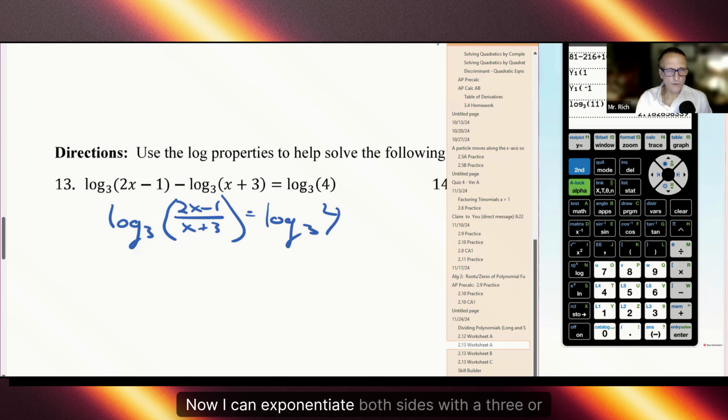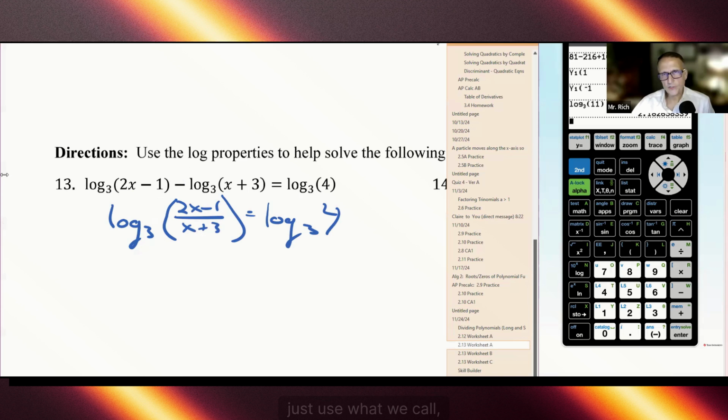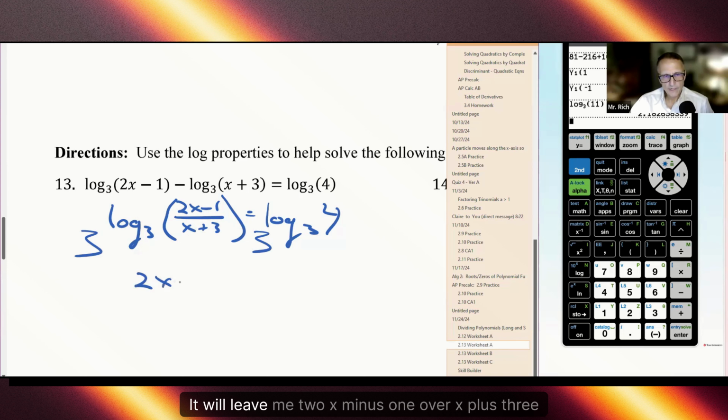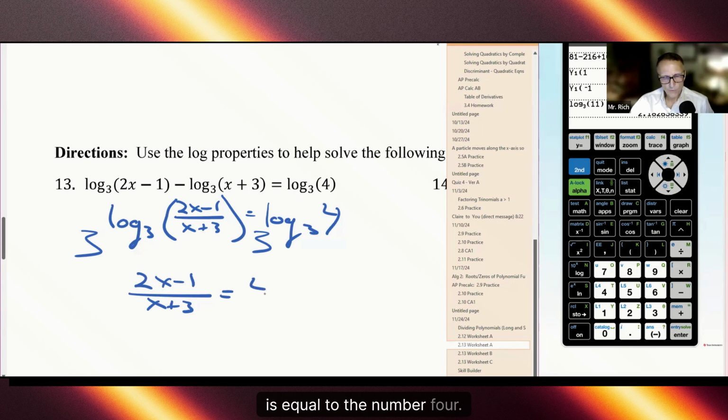Now I can exponentiate both sides with a 3, or just use what I think they call the one-to-one property, right? The only way this equation can be true, since I have a log base 3 on both sides, is if the arguments are the same. So I'm really just dropping the logs. Or think about it this way, exponentiating with the 3, it will leave me 2x minus 1 over x plus 3 is equal to the number 4.